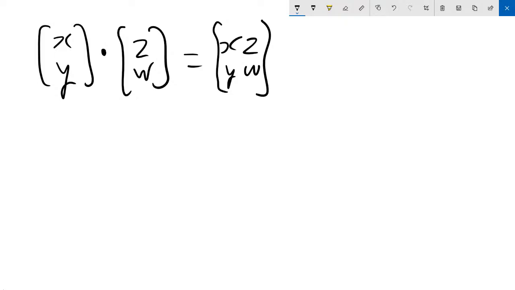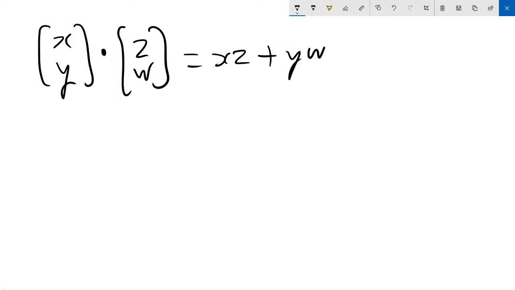So for the dot product, you multiply these elements, then you add them to these elements. So xz plus yw and so on. You can do the same thing with 3 dimensions, 4 dimensions, 5 dimensions, whatever you want. And that's the dot product.